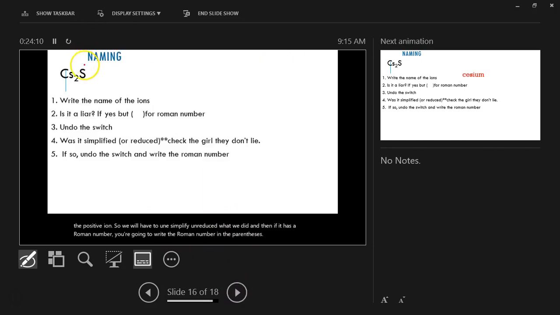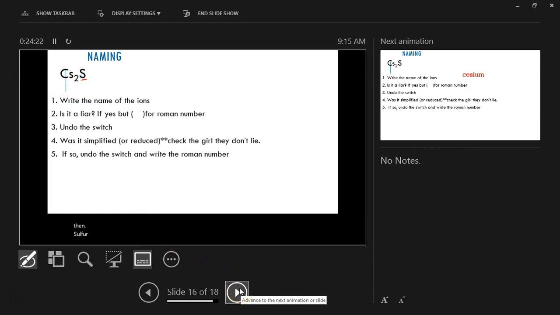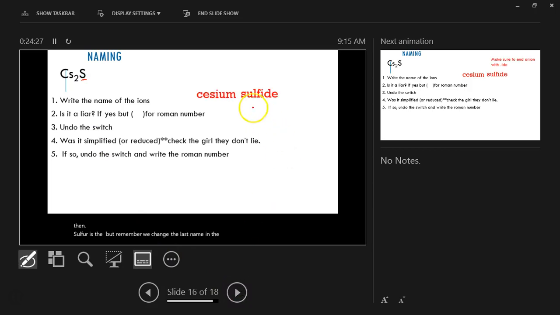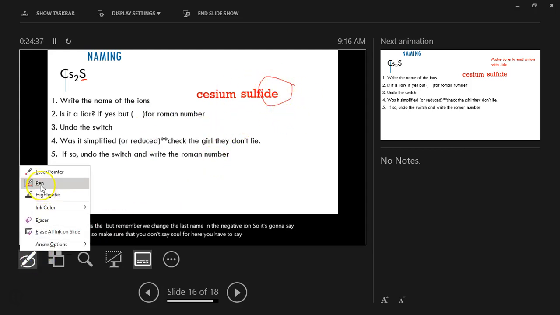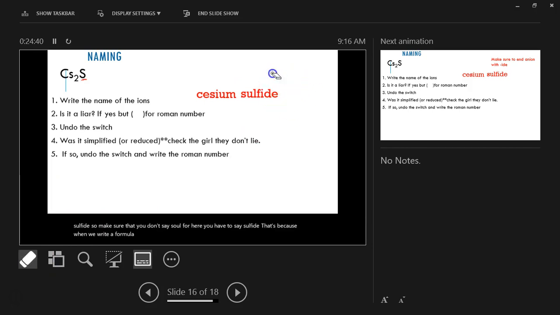All right, so let's give it a try. Cesium is the Cs's name. Okay, so I'm going to write that down first. And then sulfur is the S. But remember, we changed the last name in the negative ion. So it's going to say sulfide. So make sure that you don't say sulfur here. You have to say sulfide. That's because when we write a formula out of it, we change its last name to -ide, okay, to indicate that it is an ion, a negative ion.